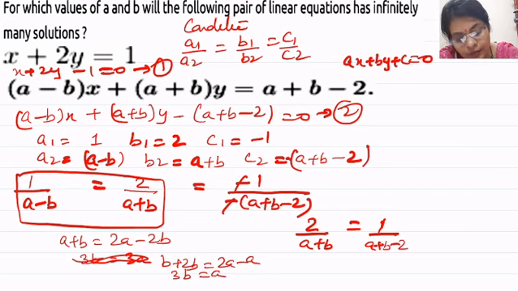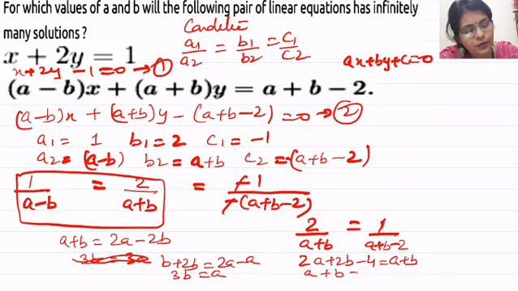What do we get over here? 2a plus 2b minus 4 is equal to a plus b. So what does it become? 2a minus a is a, plus 2b minus b is b, minus 4 equal to 0. Now these are the two equations. One equation is a minus 3b is equal to 0 and the other equation is a plus b minus 4 equal to 0. So we'll just solve these two equations and we can get the values.